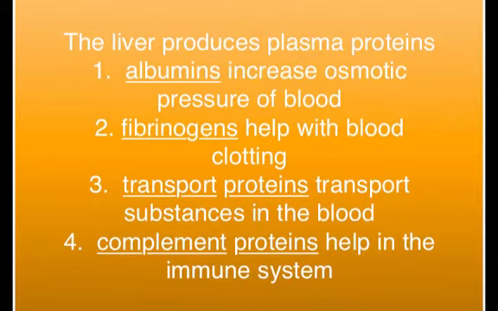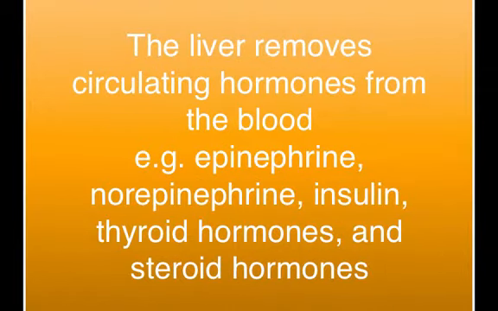The liver produces the plasma proteins that were discussed in a different segment. These plasma proteins include albumins, fibrinogens, transport proteins, and complement proteins. Albumins help with the osmotic pressure of blood, drawing water into the lumen of blood vessels. Fibrinogens are converted to a form that helps with blood clotting. The liver also removes circulating hormones from the bloodstream.